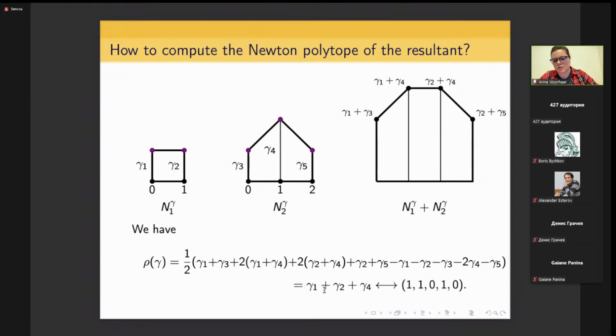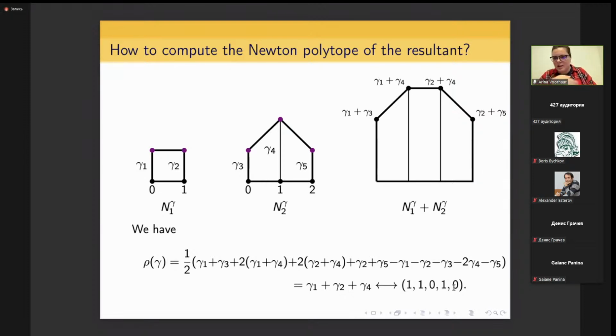So gamma 1 plus gamma 2 plus gamma 4. This is a linear expression in the coordinates of gamma. In order to restore the corresponding vertex of the Newton polytope, we just have to take those coefficients, and they are going to be 1, 1, 0, 1, 0, because there is no gamma 3 and no gamma 5, so they go with coefficient 0. And that's how we restore the vertex of the Newton polytope.